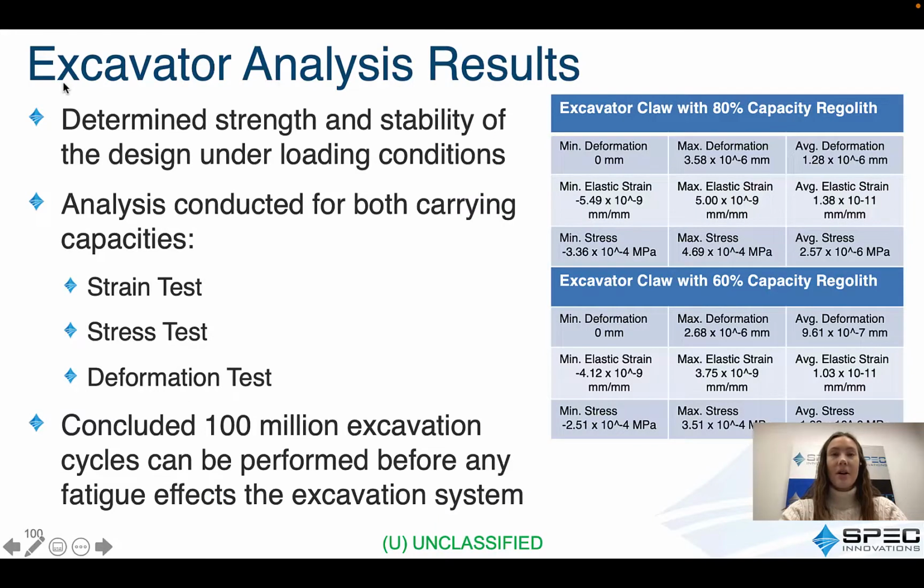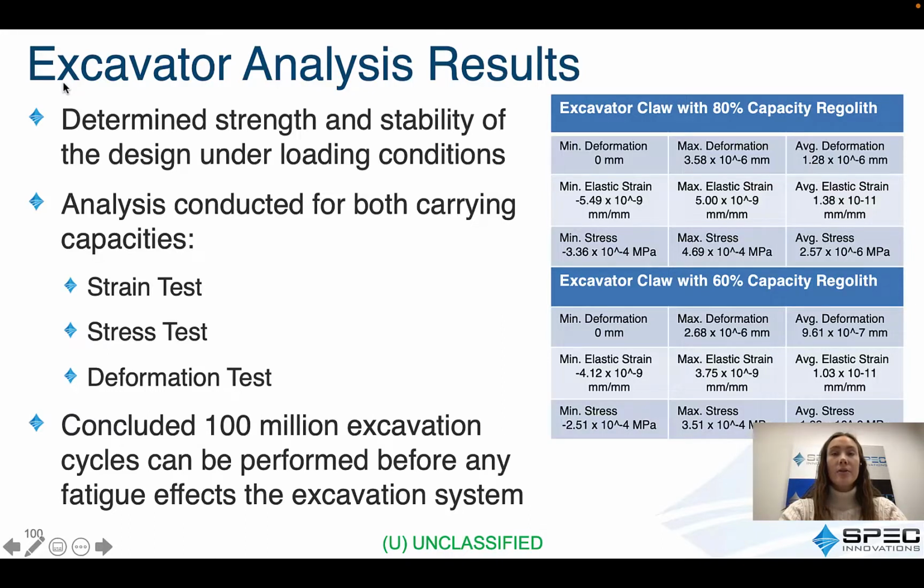Once the excavator claw surface area, varying load capacities, pressure tolerances, and impact areas were calculated or identified, a structural analysis of the excavator design was performed in Ansys Static Structural. The structural analysis was conducted to determine the strength and stability of the excavator claw design under varying load conditions. Strain, stress, and deformation tests were conducted for both the 80 and 60% load capacities to locate potential design flaws.